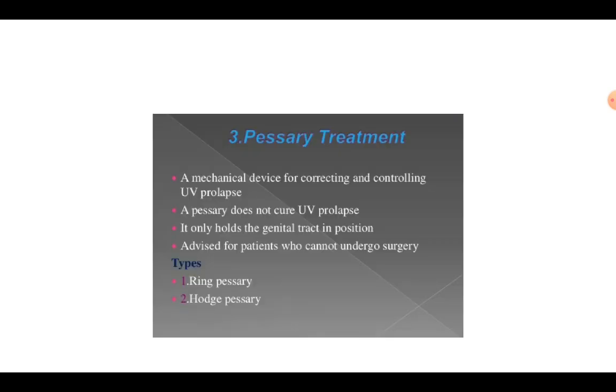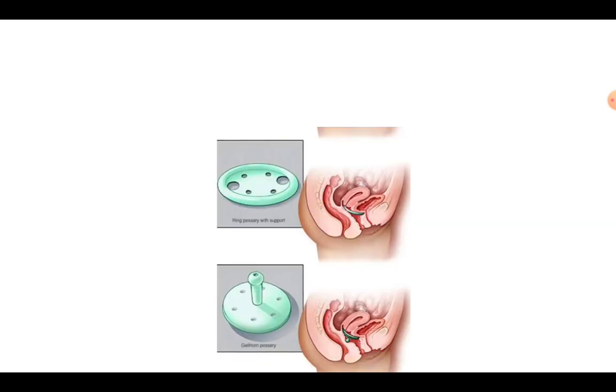Now you can see pessary treatment. So pessary, two types: you can see the ring pessary and the Gellhorn pessary. So pessary has got two actions.